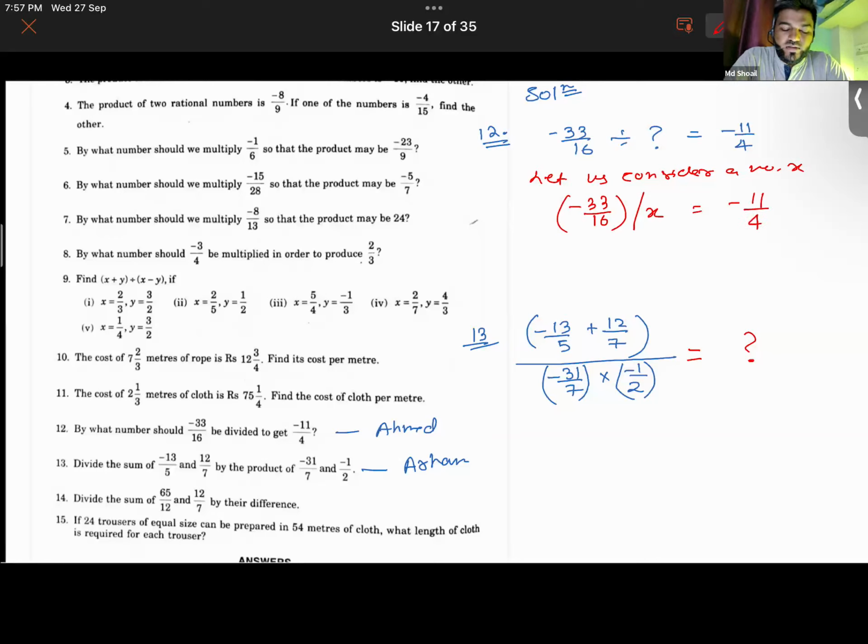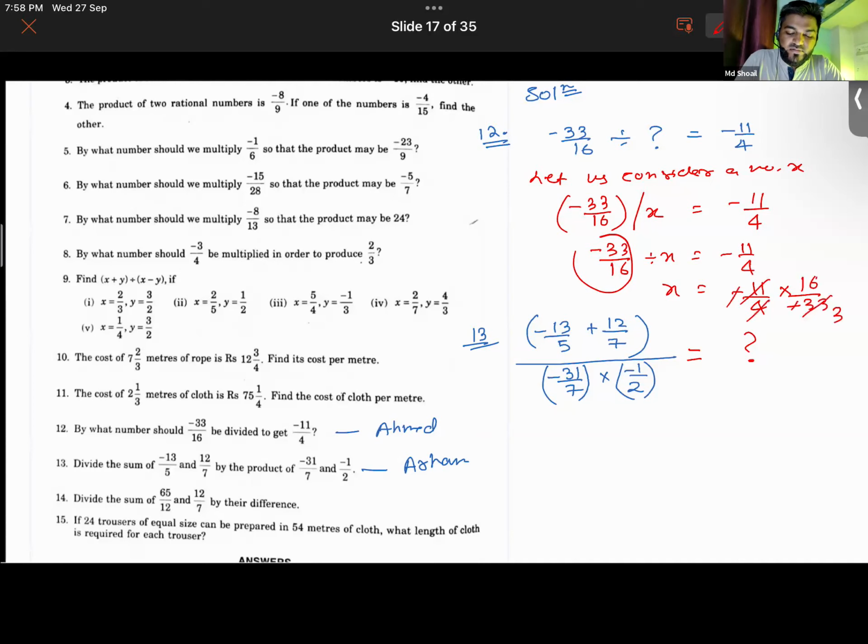So minus 33 upon 16 divided by x should be giving minus 11 upon 4, right? We can also write it like this. If you were to transpose this fraction to the right hand side, here it is in division, here it will be in multiplication. It will be 16 upon minus 33. Minus sign is getting canceled. Is your answer coming 4 upon 3? Yes, sir. Question number 12, 4 upon 3.